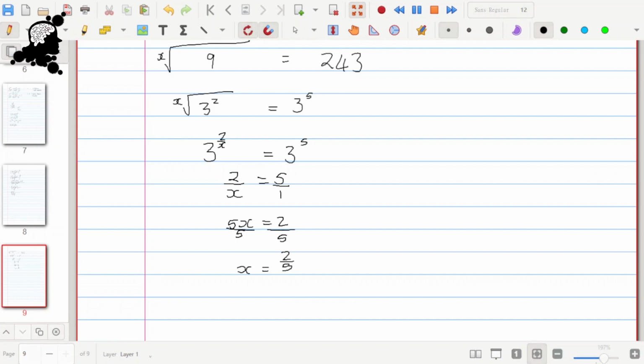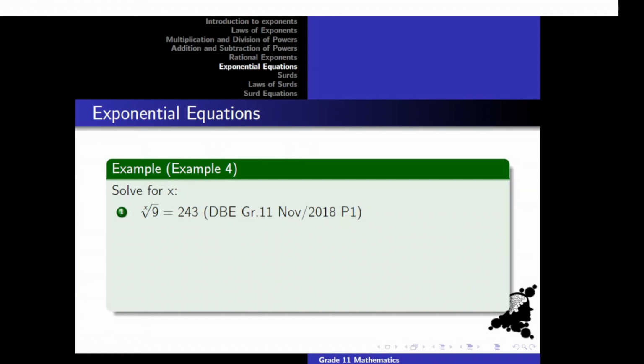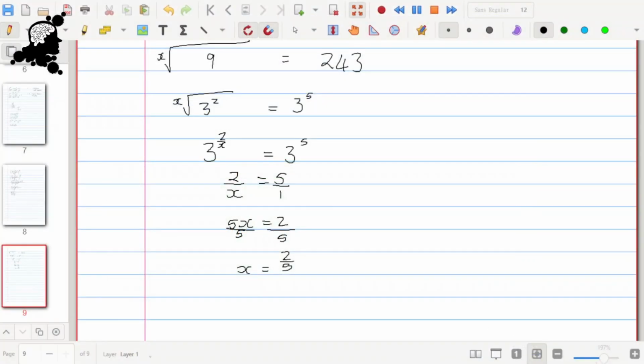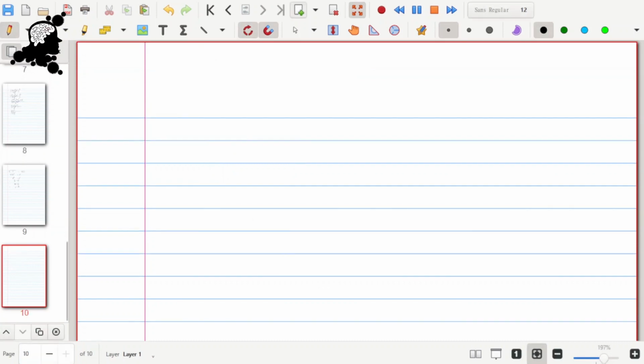Let's have a look at the next question. So, in our next question, we've got something interesting going on. 4 to the power x plus 8 equals 9 times 2 to the power x. Let's have a look at that one. So, first of all, let's get a new sheet of paper, and let's copy down the equation. So we've got 4 to the power x plus 8 is equal to 9 times 2 to the power x.